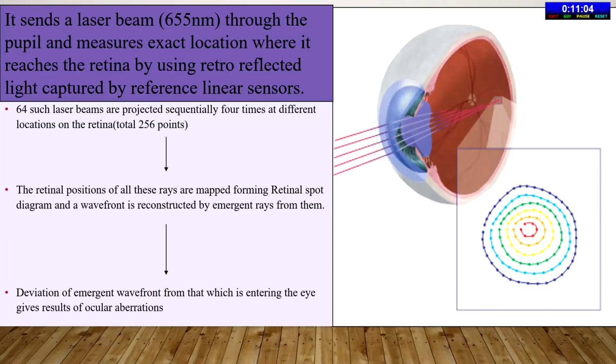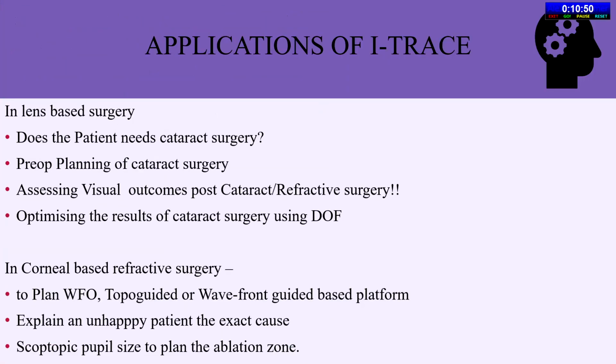and the retinal positions of all these rays are mapped, forming a retinal spot diagram, and a wavefront is constructed by the emergent rays from them. Thus, the deviation of that emergent wavefront from what is entering the eye gives rise to ocular aberrations. So let's come to some case-based scenarios, that is, the applications of iTrace in lens-based surgery. I'll be discussing them subsequently with some cases.